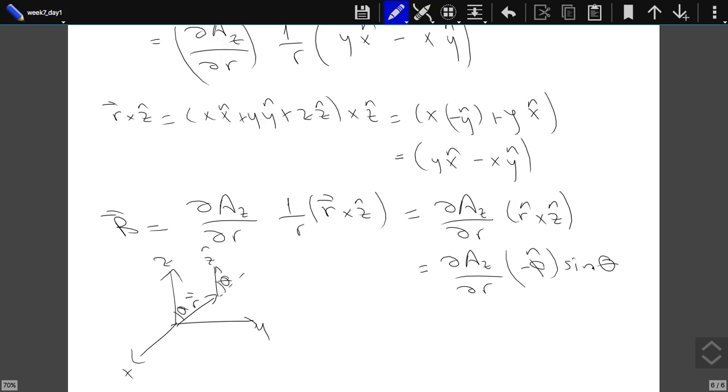First of all, what is the magnitude of R hat cross Z hat? Let's start with that one. The magnitude of R hat is 1, the magnitude of Z hat is 1, and then the sine of the angle between the two. So this is my R, this is my Z. The angle that the R vector makes with the Z axis is what we call the theta angle.